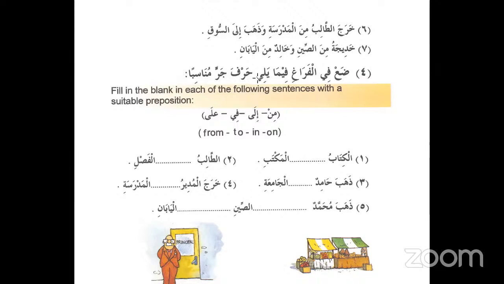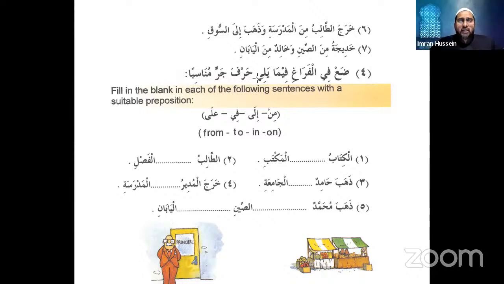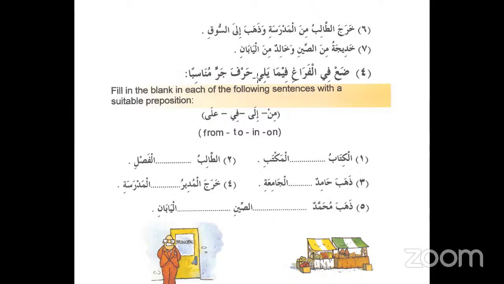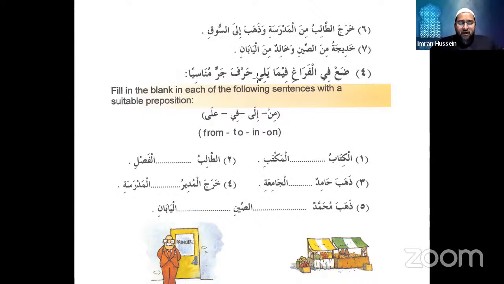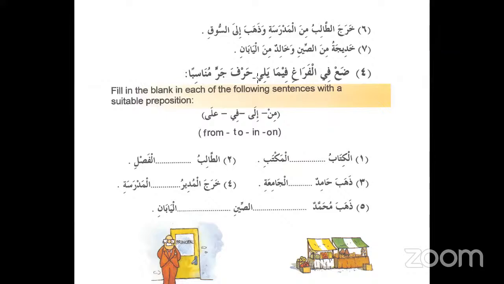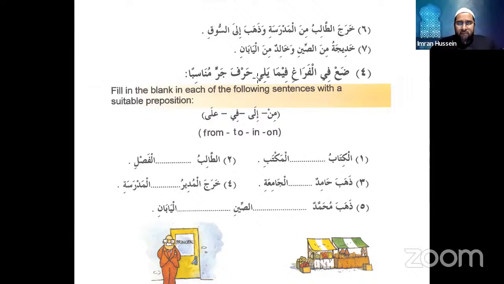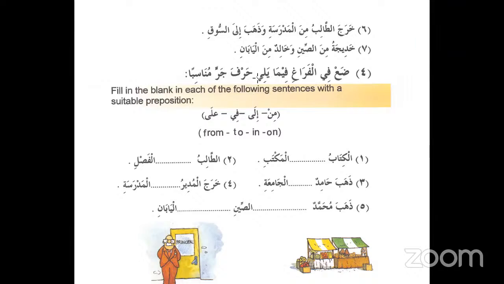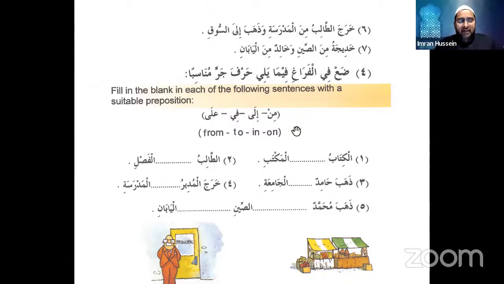Khadijatu minas-sini wa Khalidun minal-yabani. Khadija is from China and Khalid is from Japan. Correct. Excellent. Thank you. Next exercise, we are going to practice.